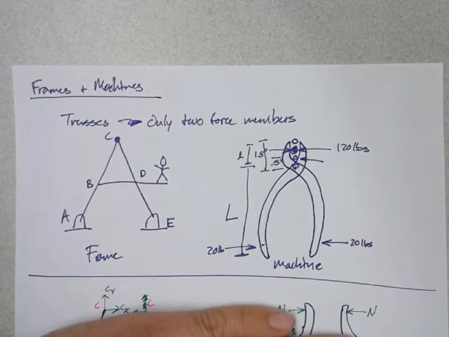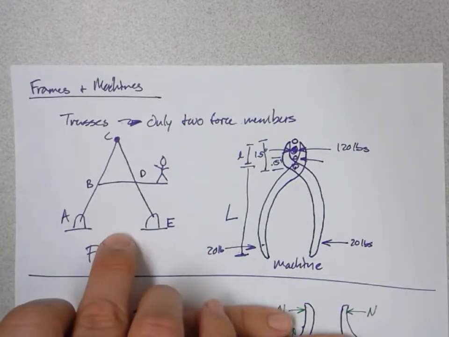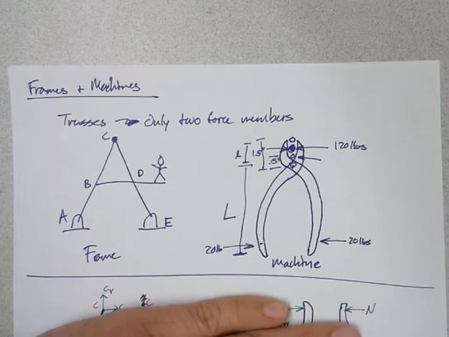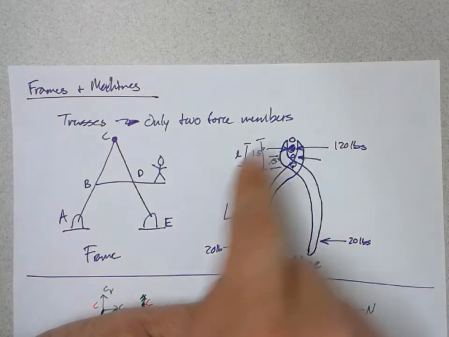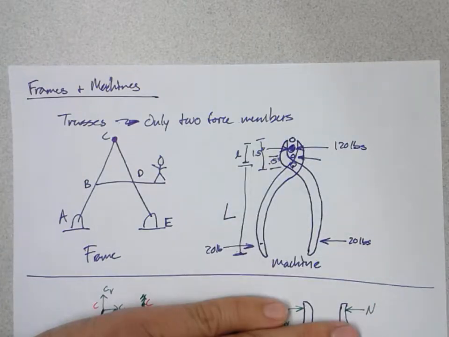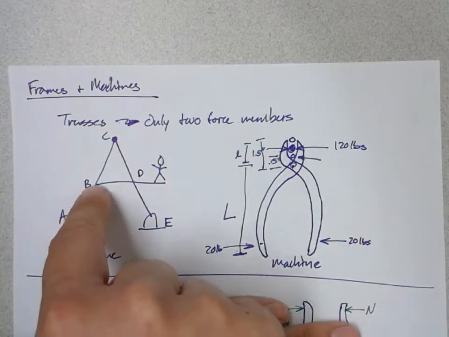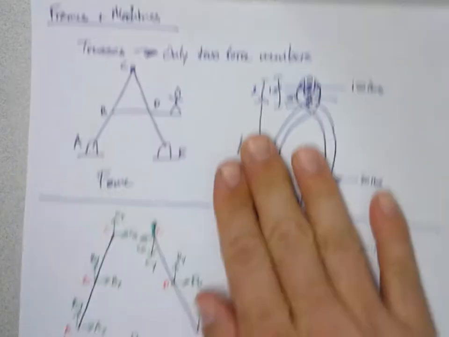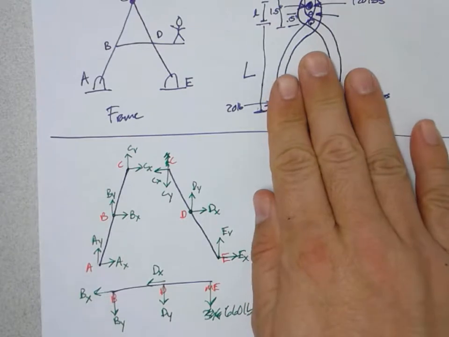Okay, so if these are the two frame and machine that we have, we need to now look at how we draw the free body diagrams of these. And the trick is, since these aren't composed of two force members, we need to quantify the forces at each of the pins that are in them. So let's look first at the free body diagram if I split this into pieces.